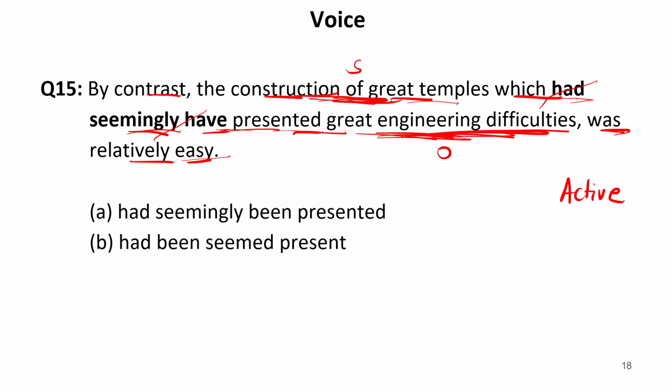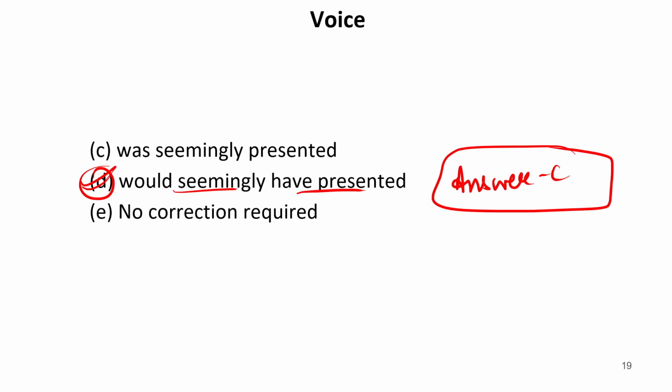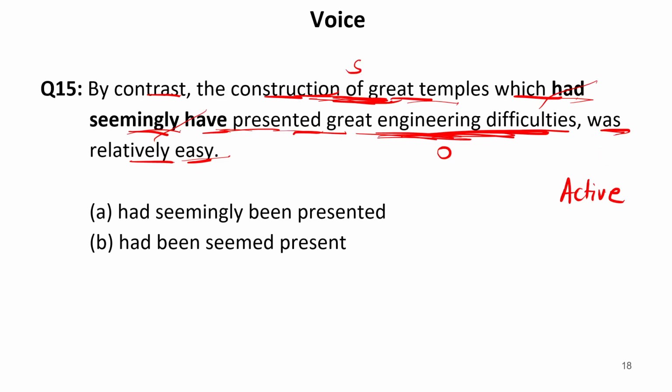Now let us read the entire sentence. By contrast, the construction of great temples, which would seemingly have presented great engineering difficulties, was relatively easy. So this will be the correct answer. Now let us move to the next one.